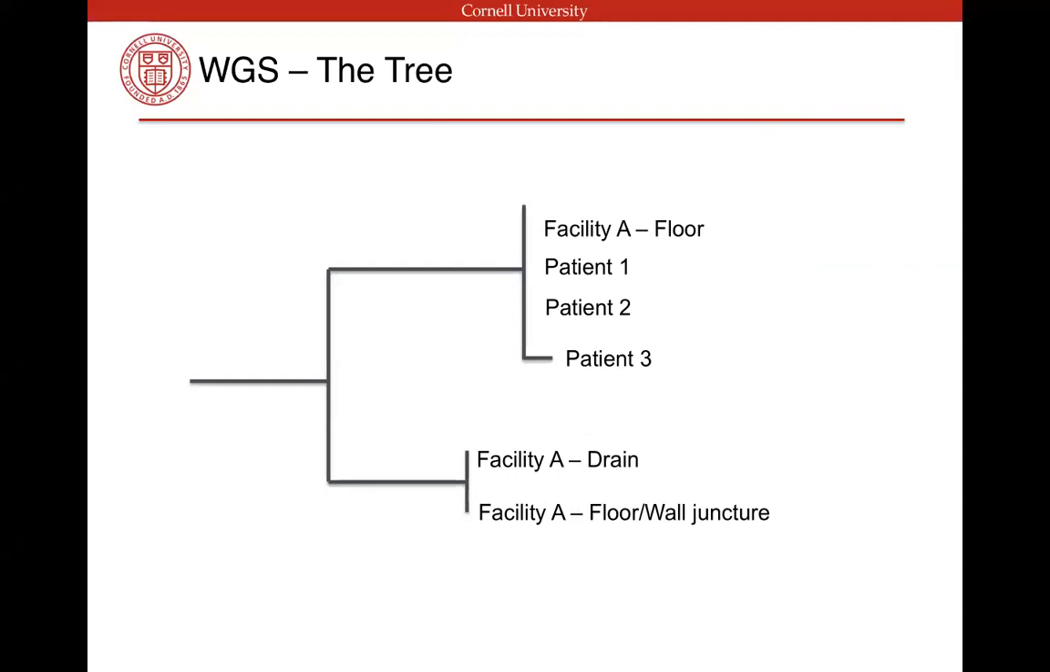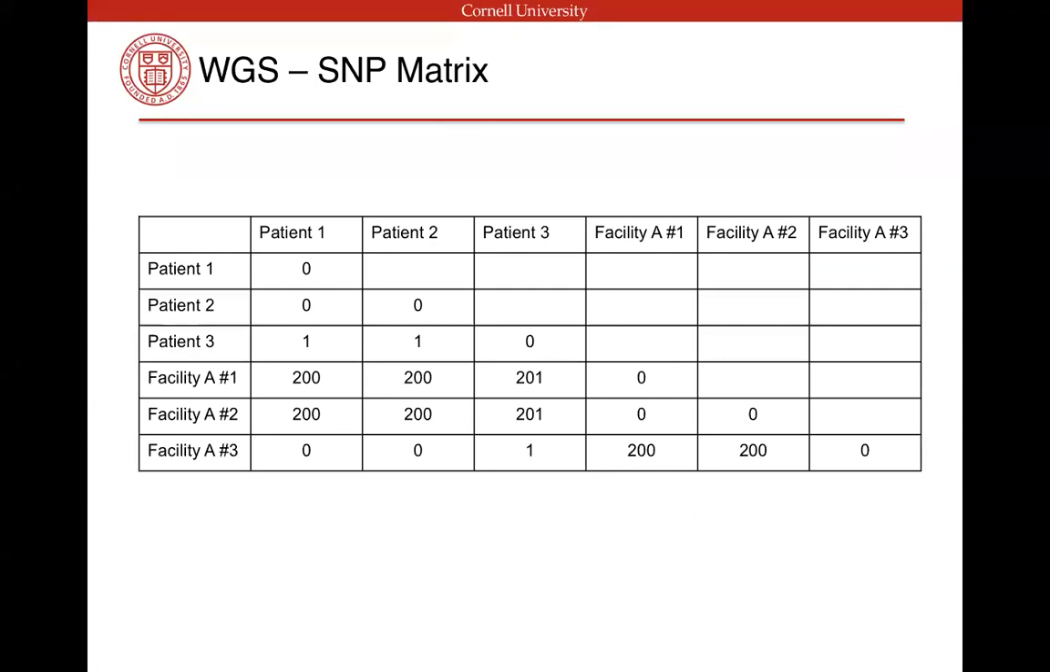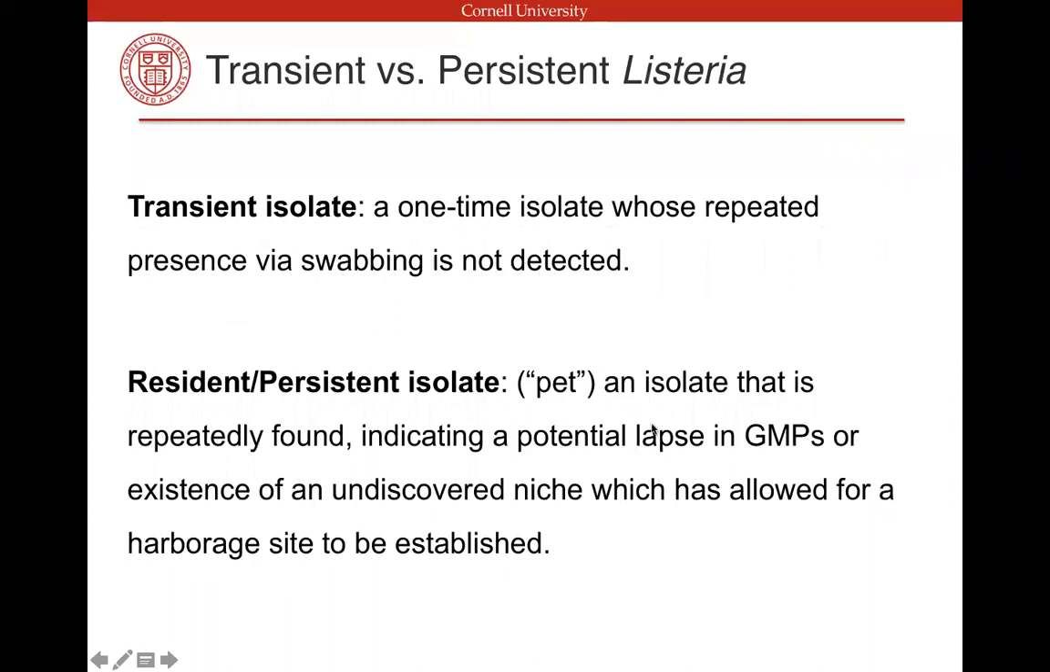Another way you might see this information displayed is in what's called a SNP matrix, a single nucleotide polymorphism matrix. This just gives you the number of differences between the Listeria, so lower numbers mean that they're more closely related. The other Listeria found at food facility A does not appear to be related to the first 3 patients or the isolate number 3 from food facility A. I wanted to bring you up to speed on that, because when we're talking about Listeria in a food facility, there are really 2 types.